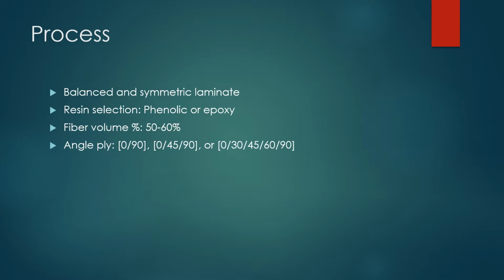Next, we moved into the angle plies. Of the options we had, we chose 0-90 patterns, 0-45-90 patterns, or 0-30-45-60-90 patterns. Of those, we quickly eliminated the 30-60-90 pattern because the 30 and 60 were failing at way lower values than the 0-90 and 0-45-90.